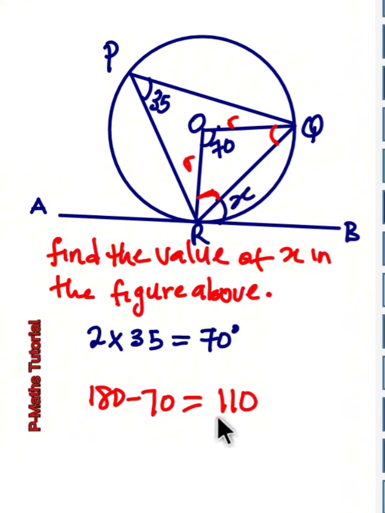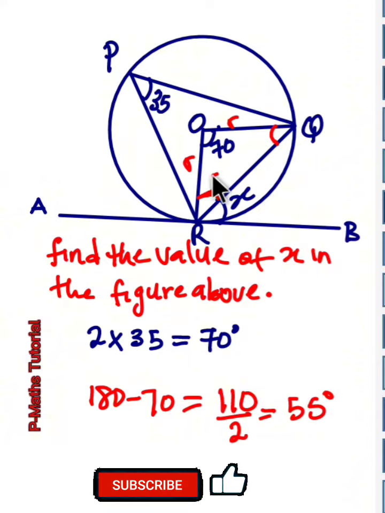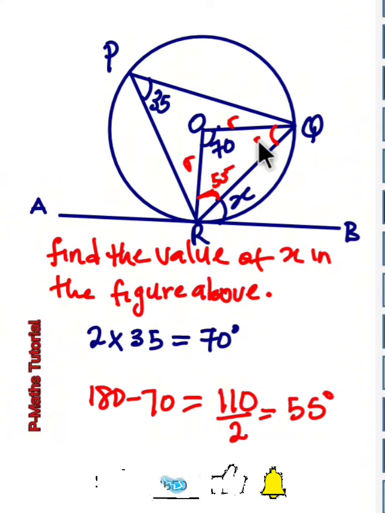So we can divide it by 2 to distribute it. If I divide it by 2, I will have 55 degrees. So the angle at this position is 55 degrees, and here as well. So having gotten this one, I can now get the angle at this position.